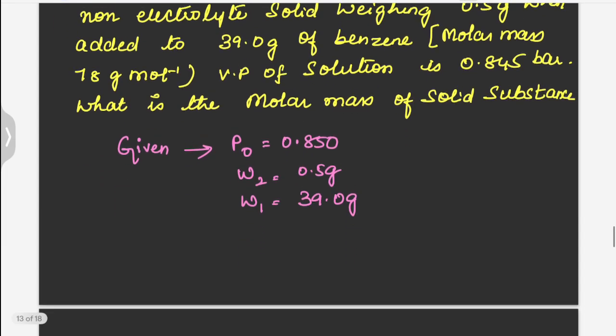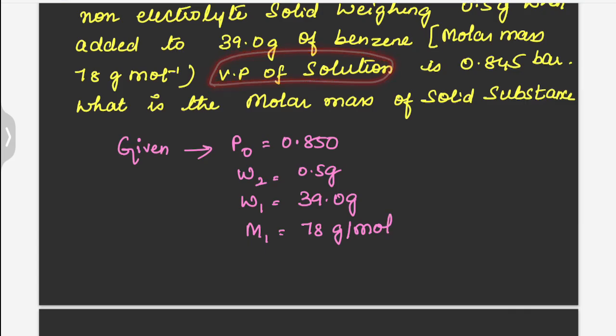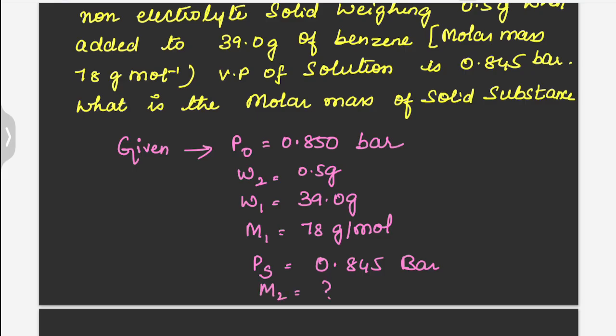And molar mass of benzene is given as 78. So M1 is given as 78 gram per mole. And then vapor pressure of solution is given as 0.845. So PS, vapor pressure of solution, is given as 0.845 bar. So this pressure is in bar. So what you have to find is the molar mass of the solid substance, that is M2 you have to find. So this is the question.